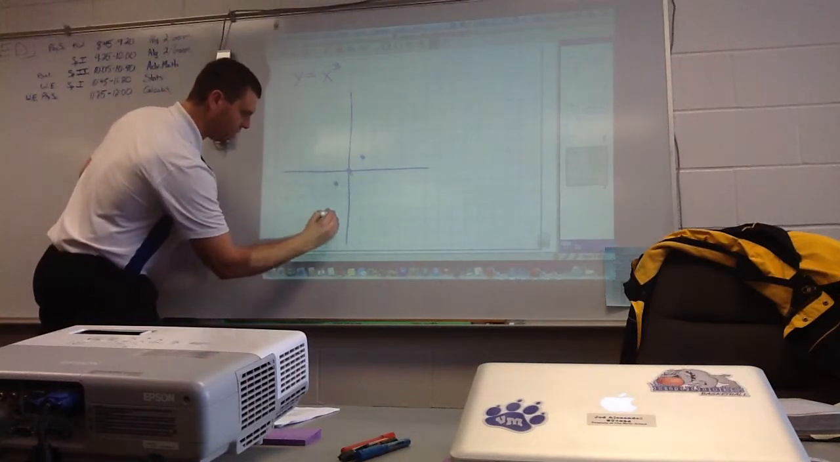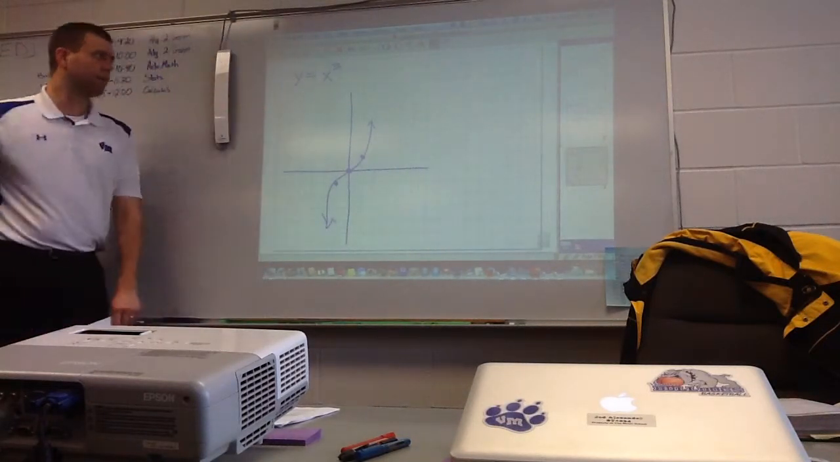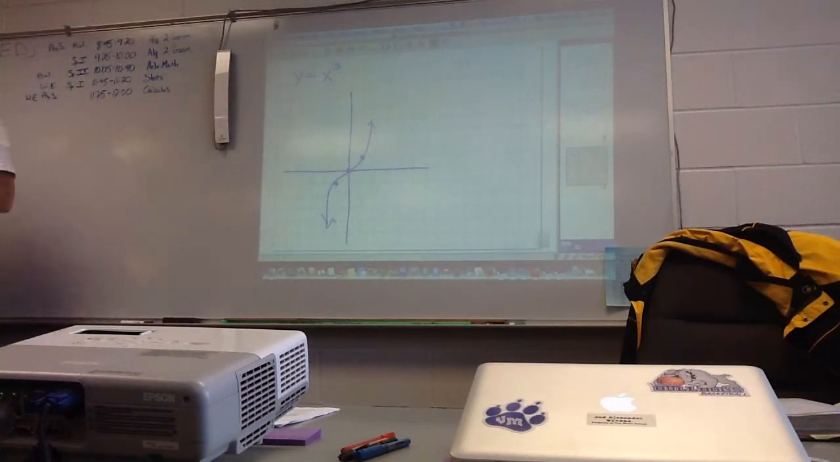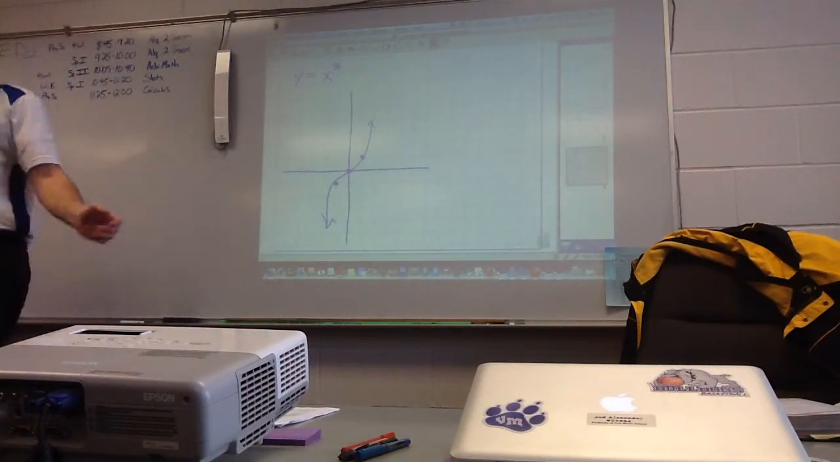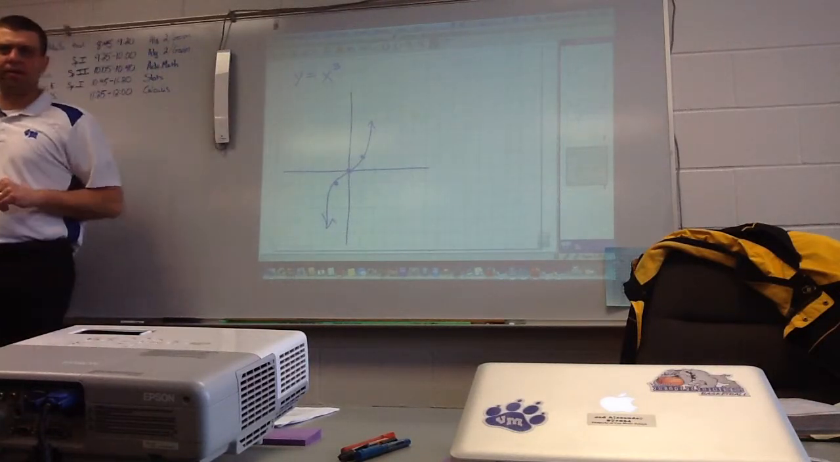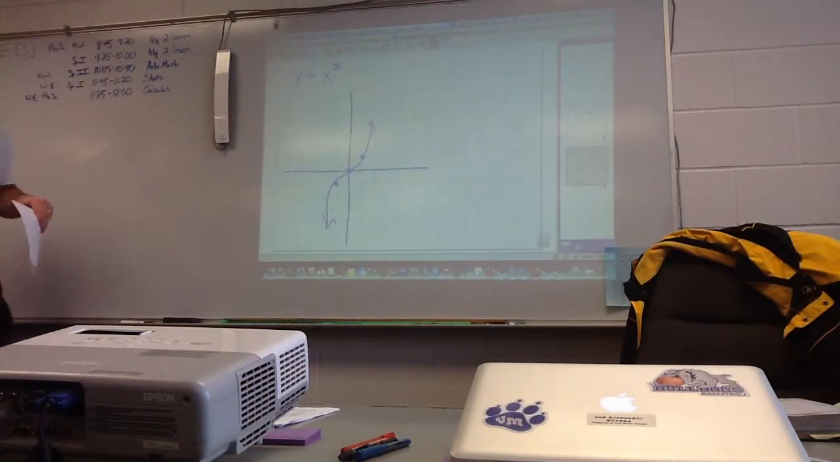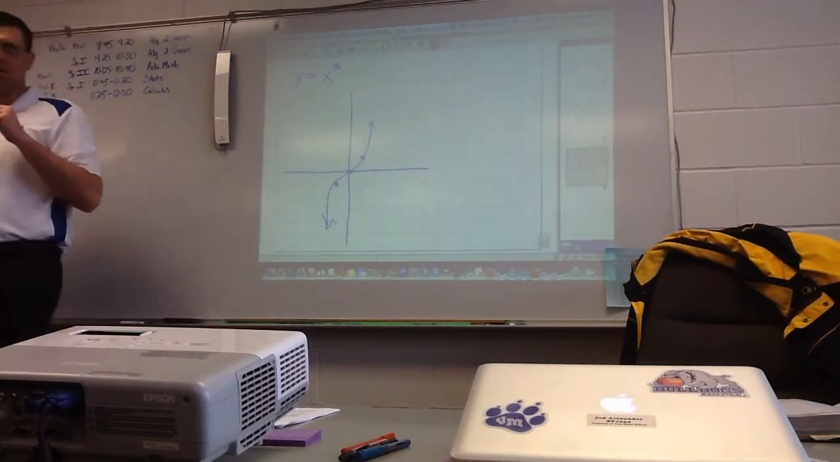So I'm going to cheat a little bit and just do this. Y equals x cubed. We probably won't ask you to plot the point 2, 8 and negative 2, negative 8. But at least get those three and try and draw a nice curve through there. So y equals x cubed. That is your cubic function.